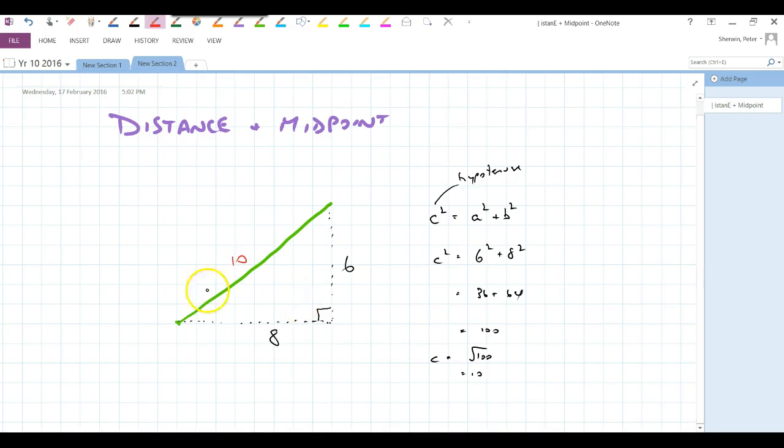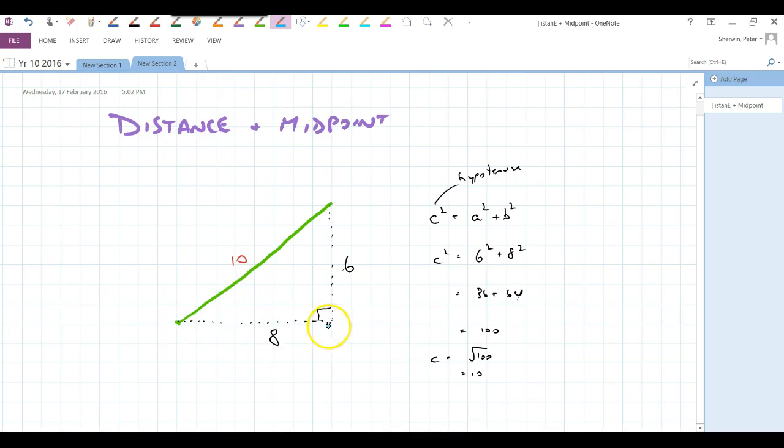Now, how about the midpoint? The midpoint of this line interval here. So the midpoint, I'm sure you understand, would be the point in the middle. Okay, so how do we find this point in the middle? It's around here somewhere, but let's have a think here. Maybe you're having to think about it too, hopefully.